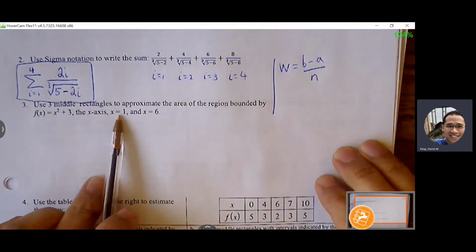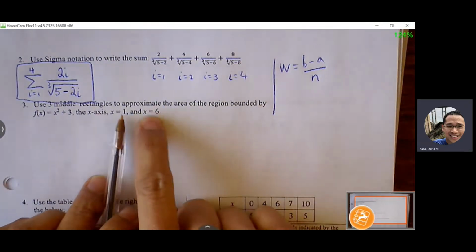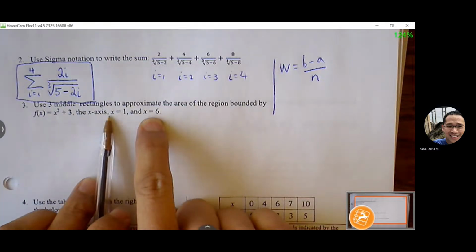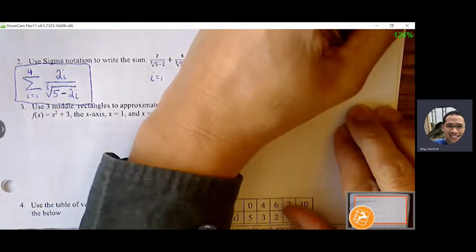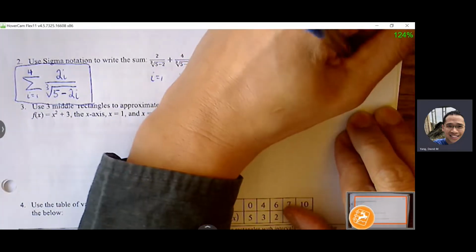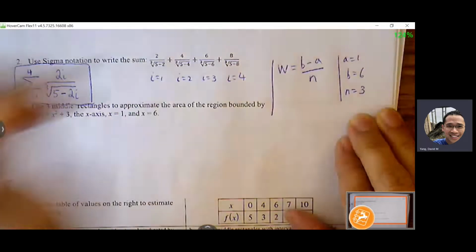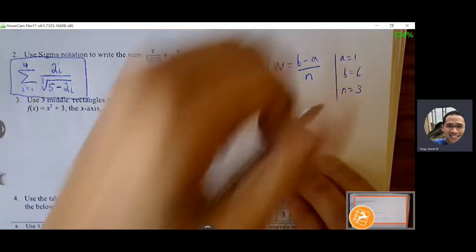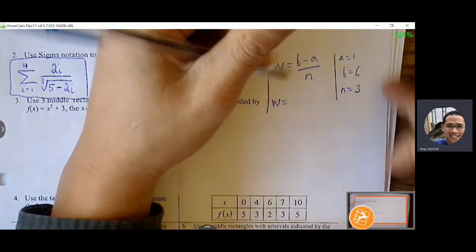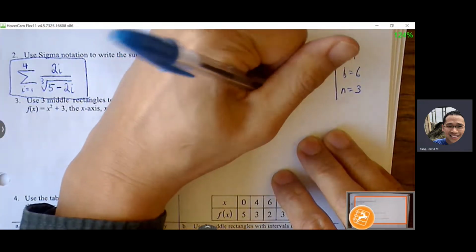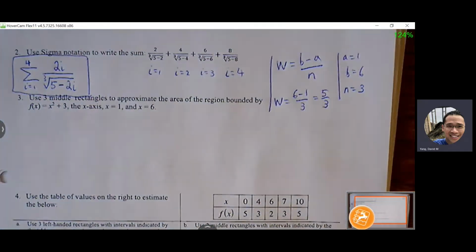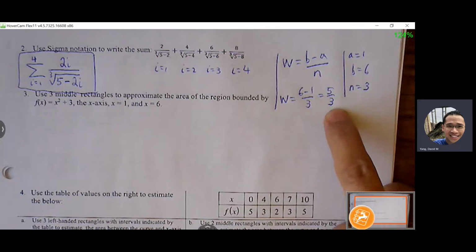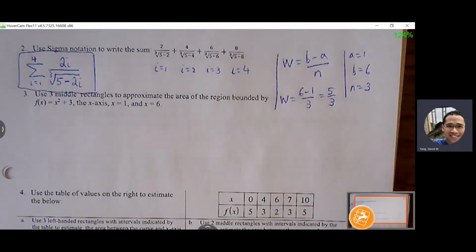Okay, so your a is 1, your b is 6, and your n is what? 3. 3 is the number of intervals here. So a is 1, b is 6, n is 3. Let's find our width: (b minus a) over n. So that means every subinterval rectangle is going to have the same width, 5/3.